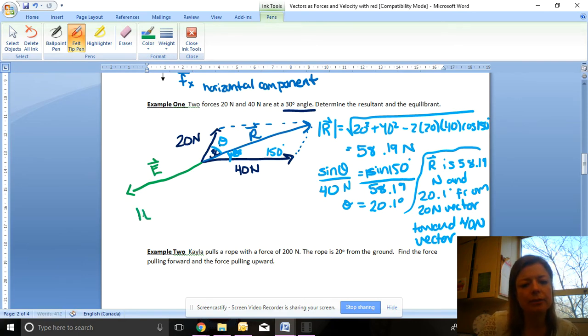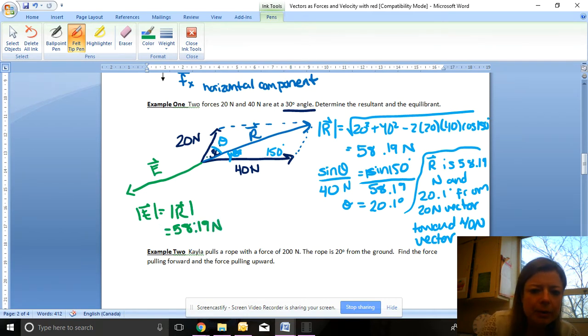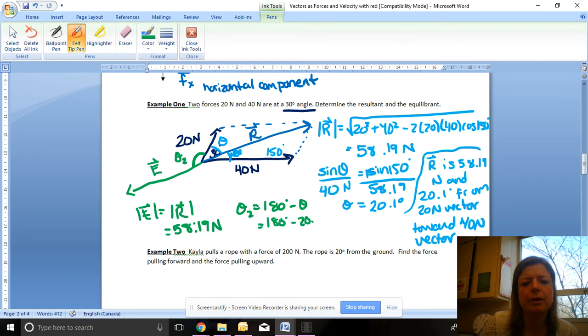So when we talk about our equilibrant, remember that the magnitude of the equilibrant is equal to the magnitude of the resultant. So in this case, it is also 58.19 newtons, except we have to find this, theta 2, to describe its direction. Think about this: E and R are along a straight line because they're collinear. So theta 2 is going to be equal to 180 degrees minus the theta that we found here, in other words, 180 degrees minus 20.1 degrees, so it is 159.9 degrees. So the equilibrant is 58.19 newtons, and we can say 159.9 degrees from the 20 Newton vector toward the 40 Newton vector, counterclockwise.